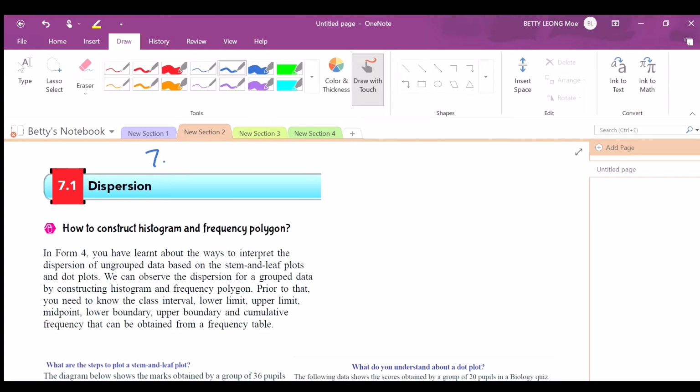Thus, we are now in chapter 7, the measures of dispersion for group data. Before this, during Form 4, we learned ways to interpret the dispersion of ungrouped data, based on stem and leaf plots and dot plots. If you still remember.